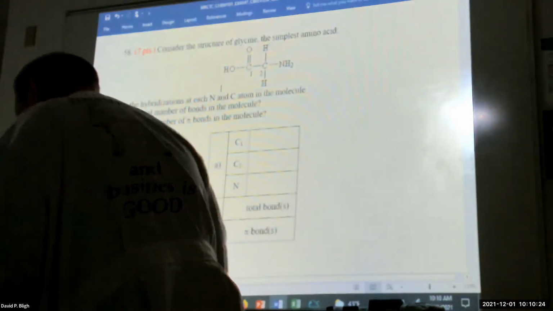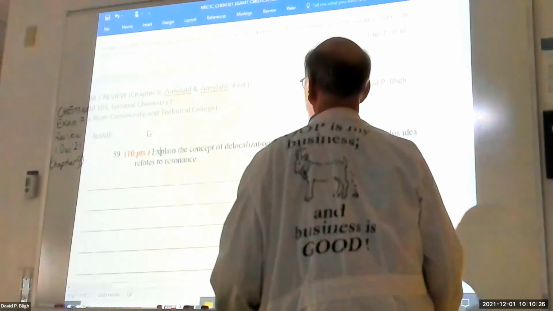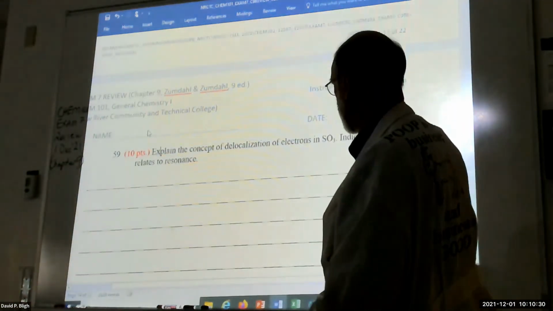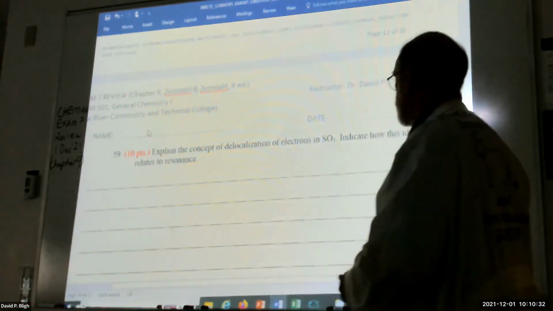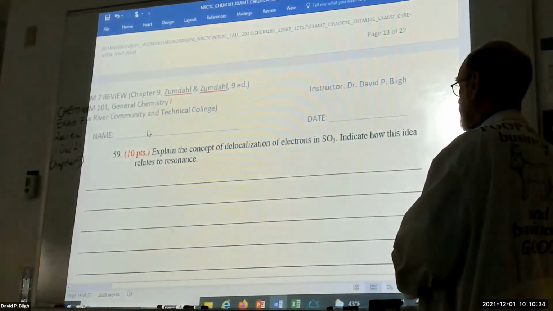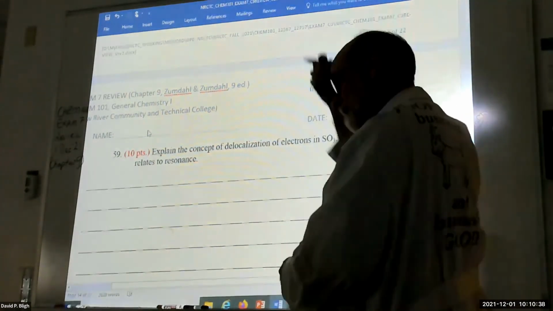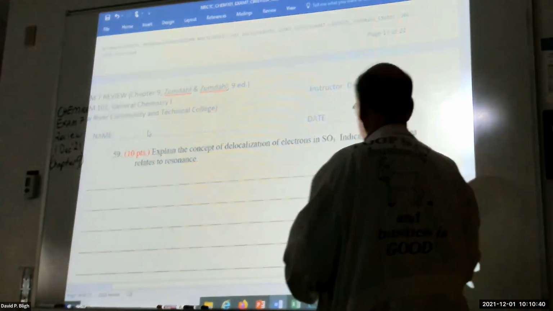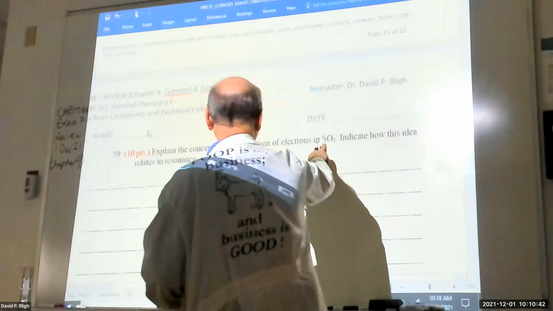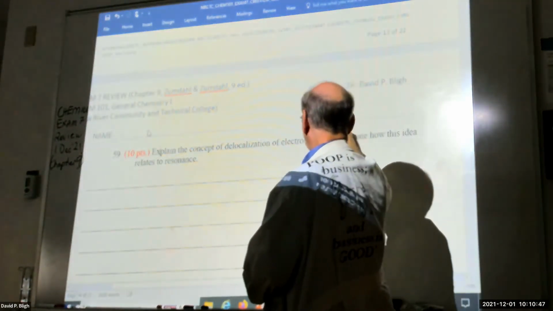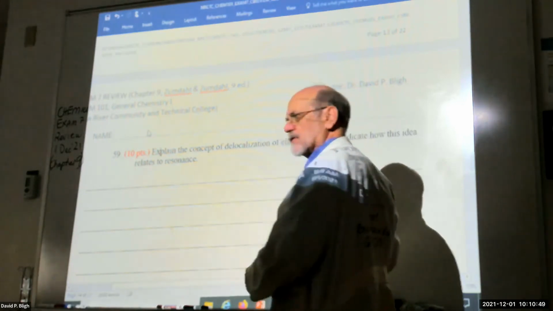Yeah, I might as well do this one. I don't think I need all that extra lines down here. Explain the concept of delocalization of electrons in SO3. Indicate how this idea relates to resonance. Well, SO3 is going to be, let's see, 4 times 6, 24 electrons, right? Because sulfur and oxygen are from the same group.